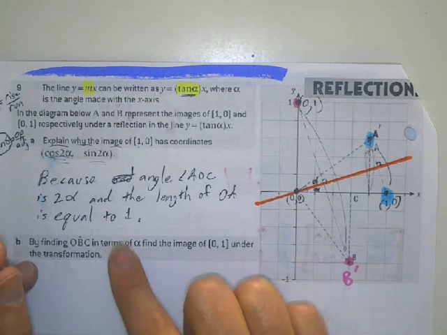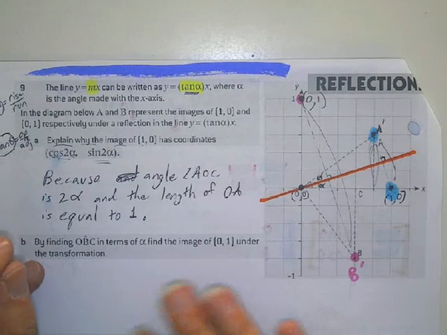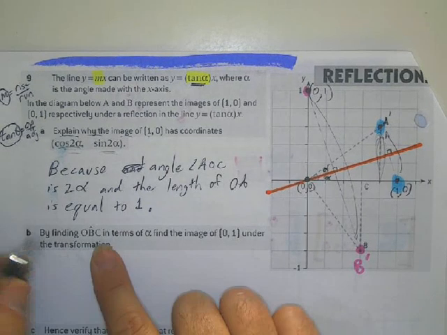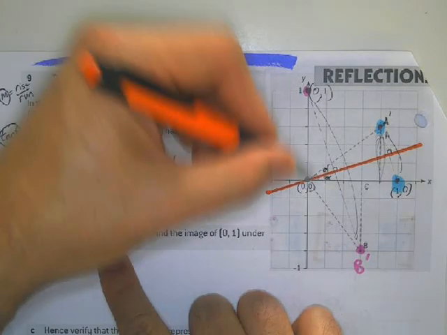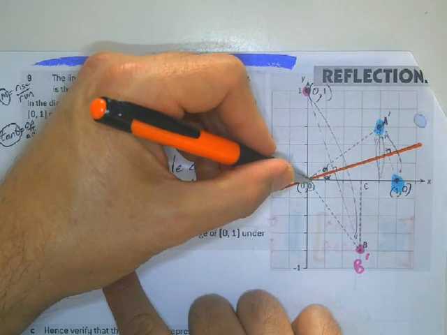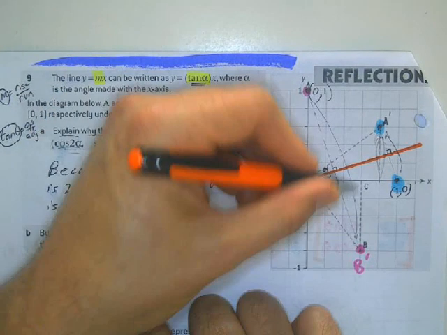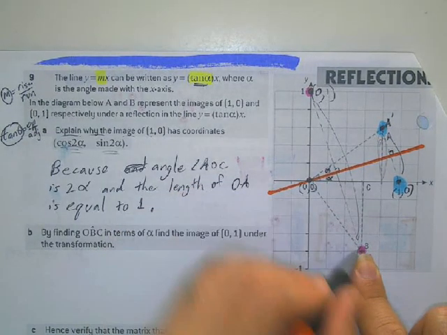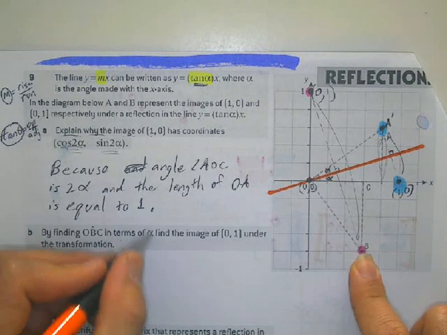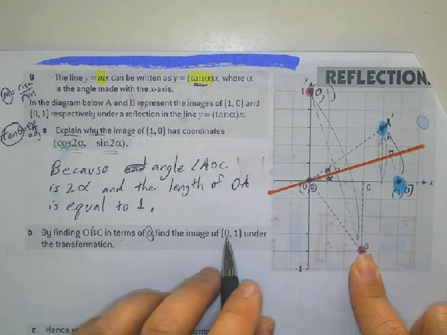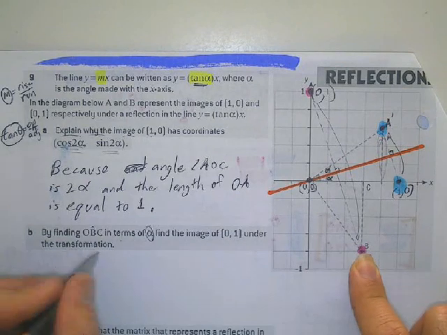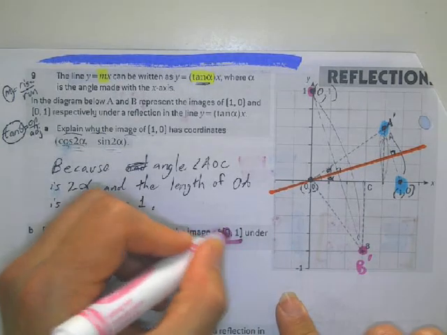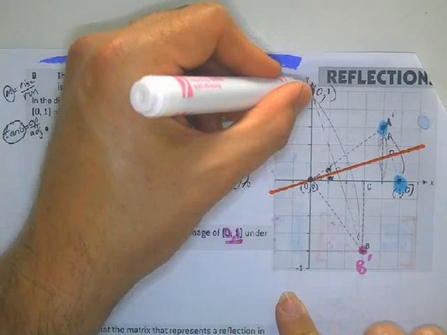Okay, you might want to hit pause if you need to write that down, or hit rewind to hear that again. So by finding OBC, in terms of angle alpha, find the image of (0, 1) under this transformation. So (0, 1) is this dot right here, and the image is going to go over to here.